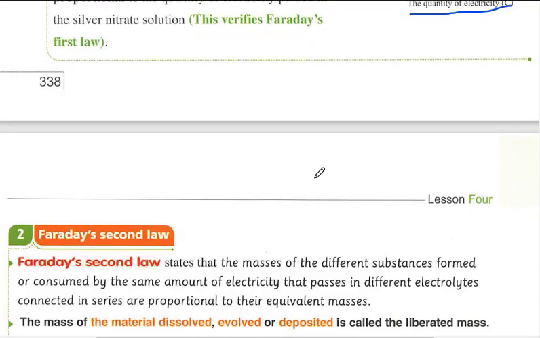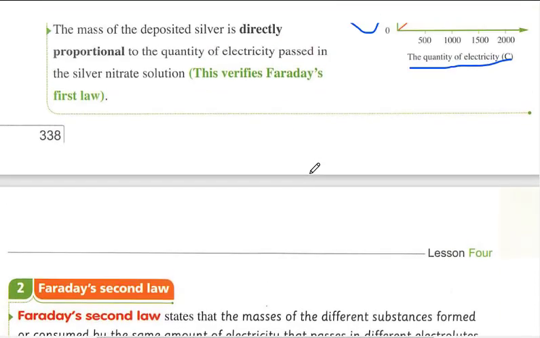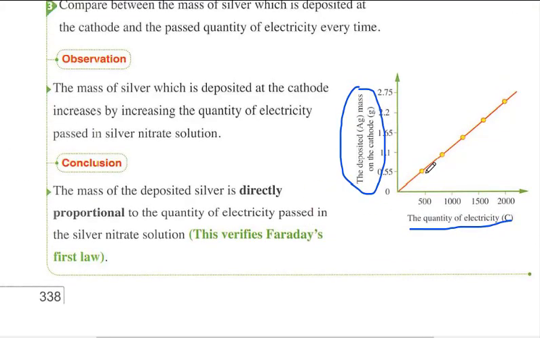So the first law of Faraday means that the quantity of electricity applied in an electrolyte is directly proportional to the mass that is precipitated or liberated on this electrode. Liberated here means precipitated, evolved, or dissolved.